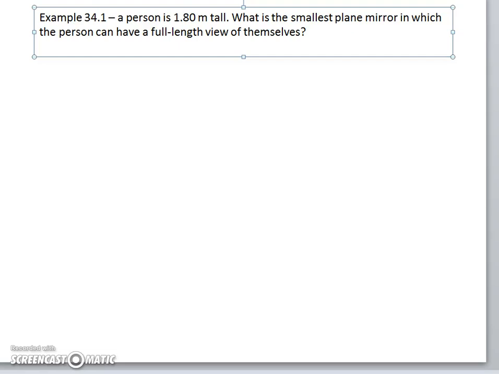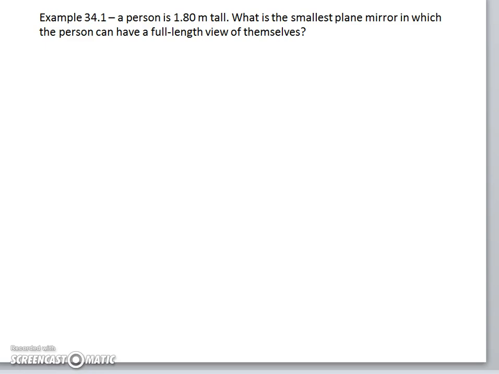Okay, so let's have a look at this one. We are asked, if a person is 1.8 meters tall, what is the smallest plane mirror in which the person can have a full-length view of themselves? Well, let's think about this. We can just use a known fact, which is that the image height in a plane mirror is half of the object height. So that would tell us immediately that the answer is half of 1.8 meters. But it doesn't really aid understanding.